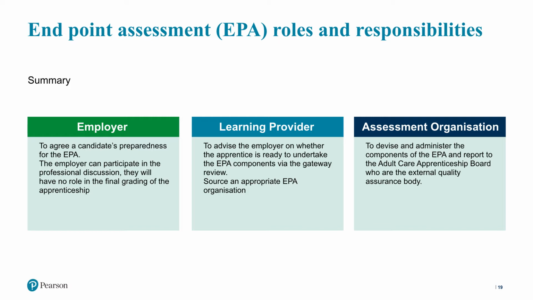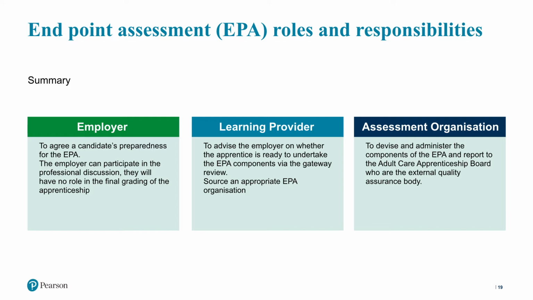One thing the employer can do is participate in that professional discussion, but they have no role in the final grading. They're able to sit there to possibly make their learner feel a little bit more confident, especially if they're nervous. They can also prompt the learner and say, well, do you remember when you did this? They can do that, but they can't then say to the independent assessor, oh, this is my employee, definitely a distinction. They have no influence and no role in that.